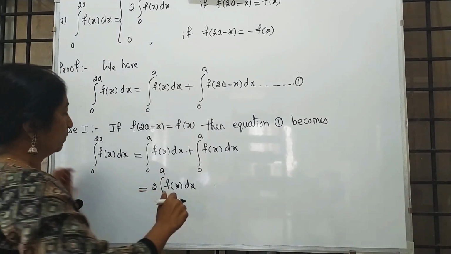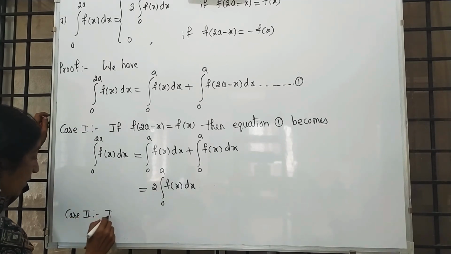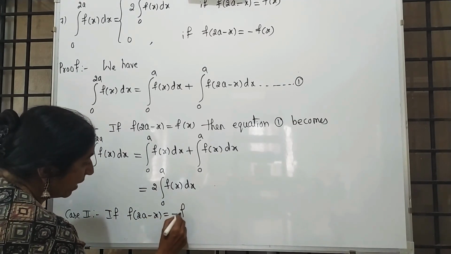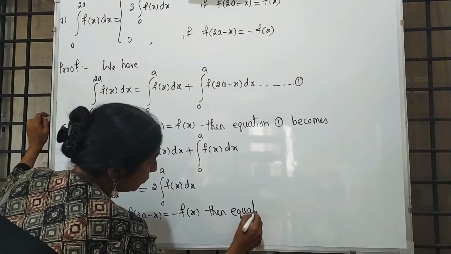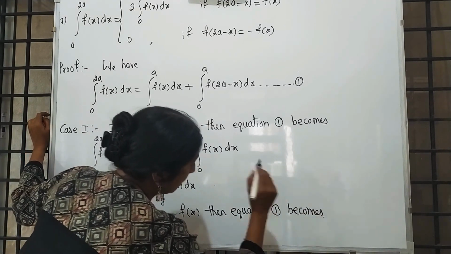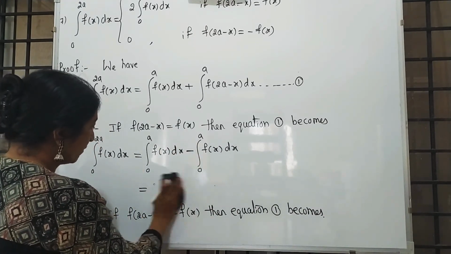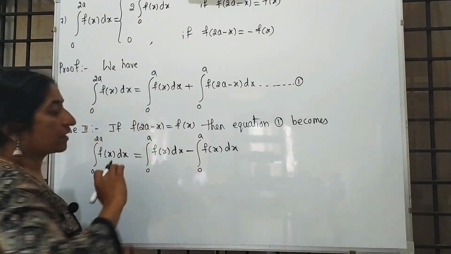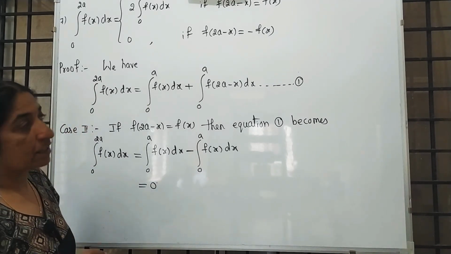And case 2. Case 2, if f of 2a minus x is equal to minus f of x, then equation 1 becomes: the middle sign becomes minus. And what is integration from 0 to a f of x dx minus 0 to a f of x dx? That answer will be 0. They get cancelled, the answer will be 0.